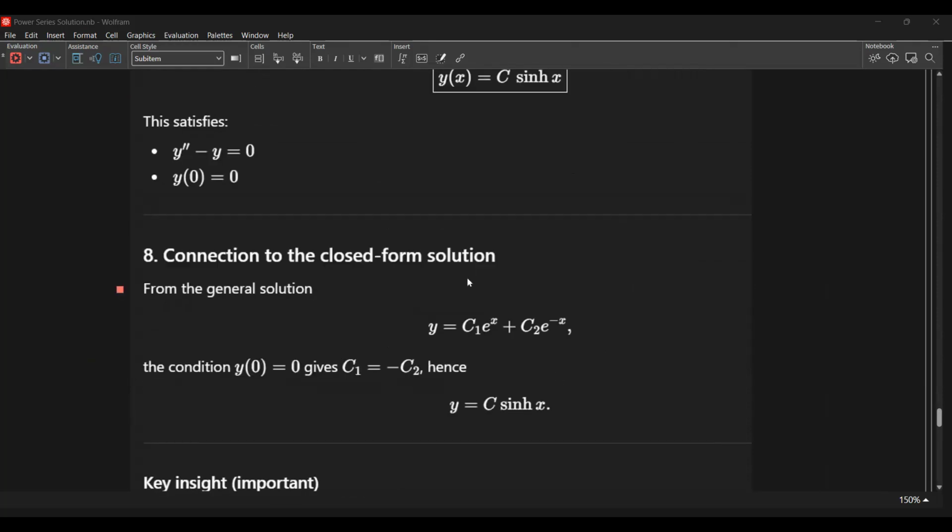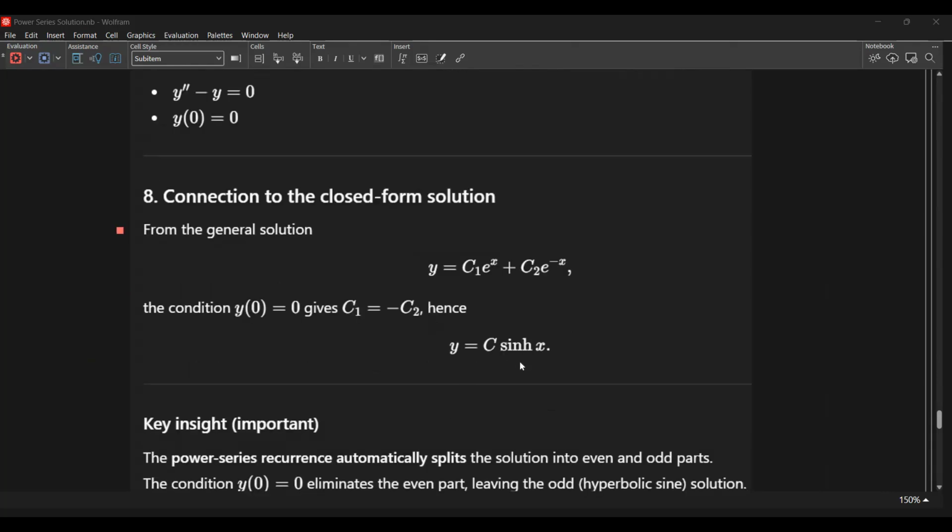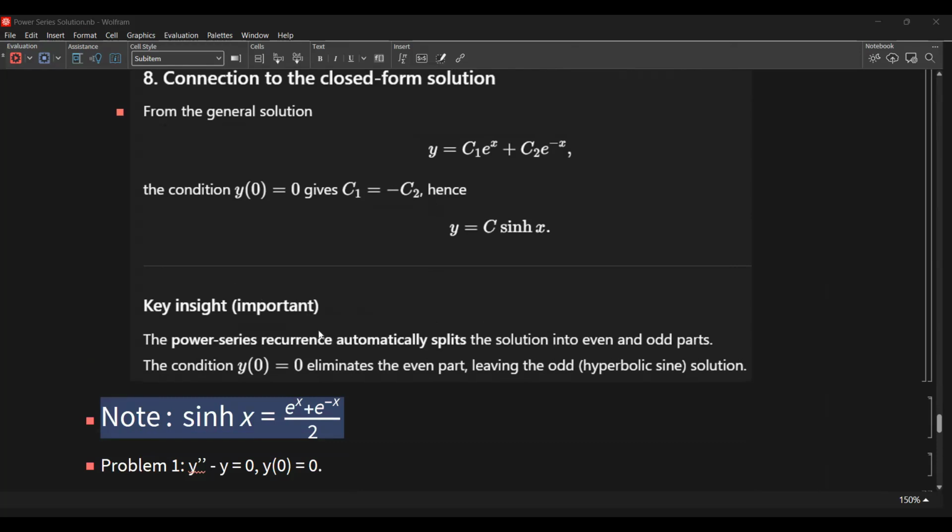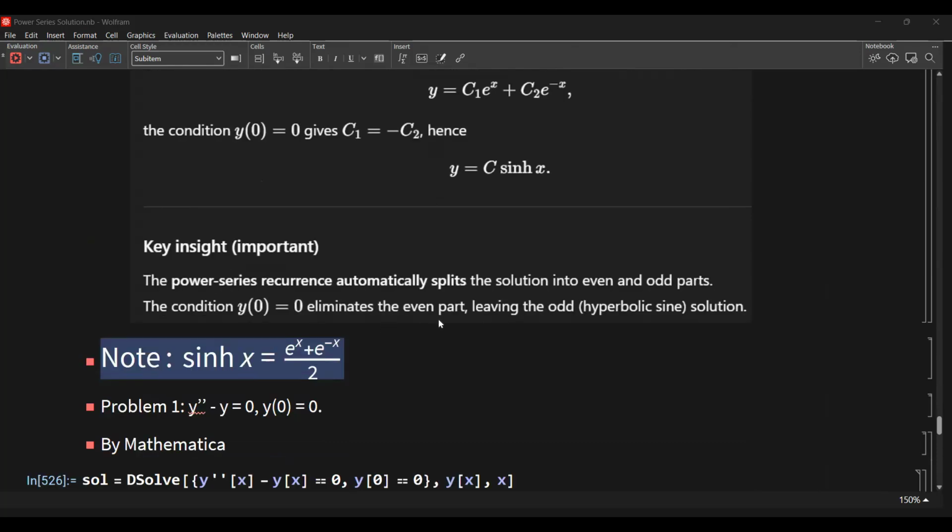So connection to the closed form solutions, for the general solution, y equal to c1 e to the x plus c2 e to the negative x. So y of 0 equal to 0 gives c1 equal to negative c2. So we use the initial condition here to simplify the final solutions. So y is equal to the hyperbolic sine of x. Okay, key insight, important. The power series recurrence automatically splits the solutions into even and odd parts. The condition y of 0 equal to 0 eliminates the even part, leaving the odd hyperbolic sine solutions.